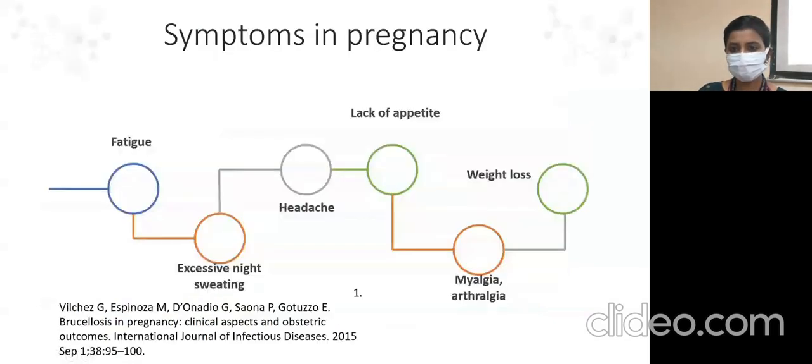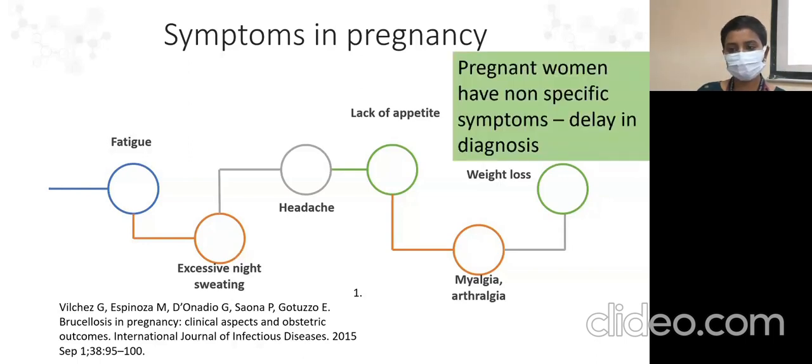Regarding symptoms in pregnancy, usually the patient presents with fever with musculoskeletal pain or other system involvement, whereas in pregnancy the patient will have non-specific symptoms and present with mild forms of brucella. They may have fatigue, excessive night sweats, headache, weight loss, myalgia, and arthralgia. Pregnant patients sometimes complain of low backache, which is not alarming enough to be considered brucella. So the pregnant women have non-specific symptoms, and delay in diagnosis of brucella in pregnancy is common.